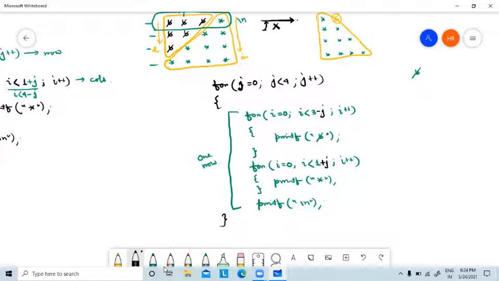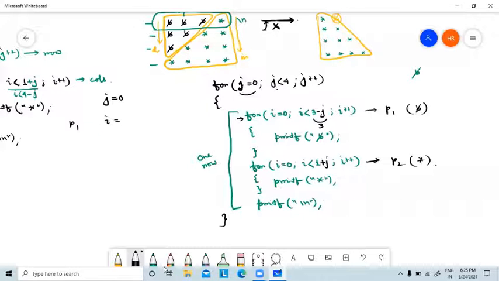Okay, now just a dry run for this one. So what is J? What is the initial value of J? Initial value of J is 0. This is satisfying, so it will move into this one. Now I for this one, pattern P1. Okay, this is pattern P1 for blank spaces. This is for pattern P2 for star. Okay, now what is the value of this 3 minus J? It is now 3 because J is 0.